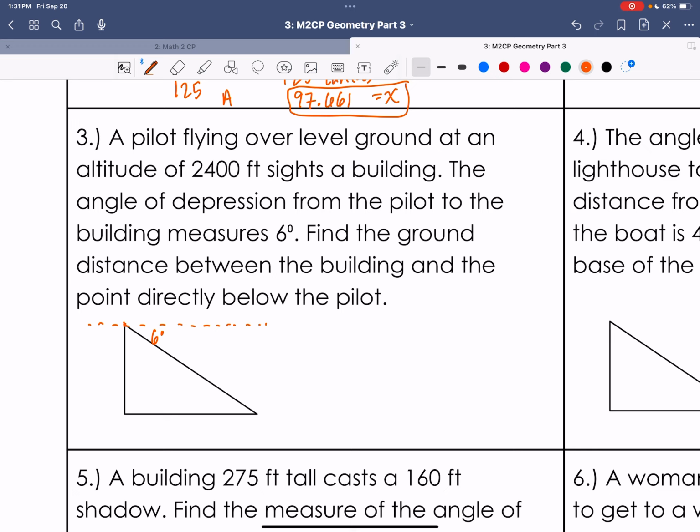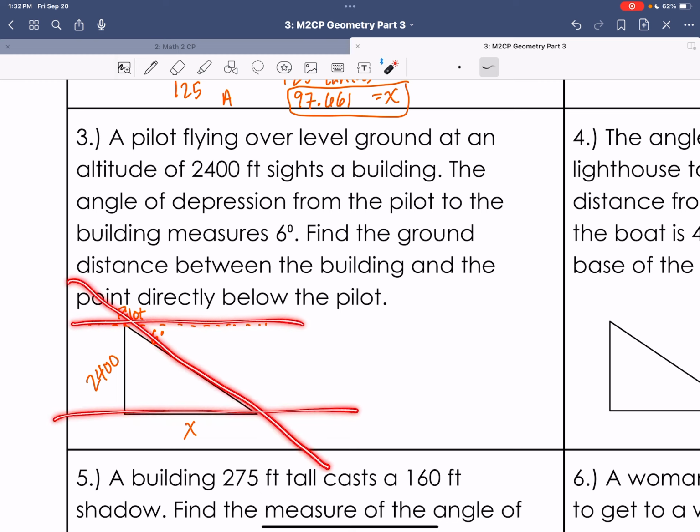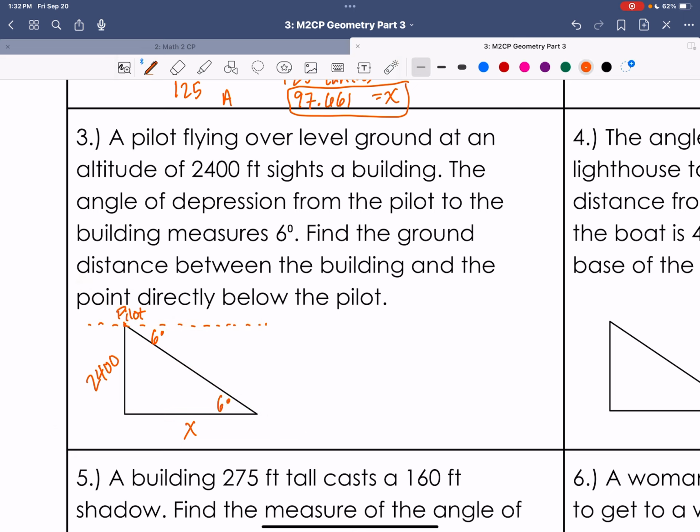So if the pilot's up here, we know that this has to be how high up he is in the sky. Now, we want to find the ground distance from the building. So if the pilot's here, we want to find the distance from here to here. So here's where it's a little tricky, but not too bad because we can do this. Remember we said that these are parallel lines with a transversal. So if this is 6, this is also 6. So we can label that there.